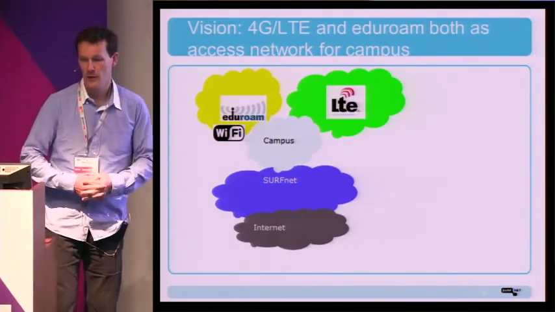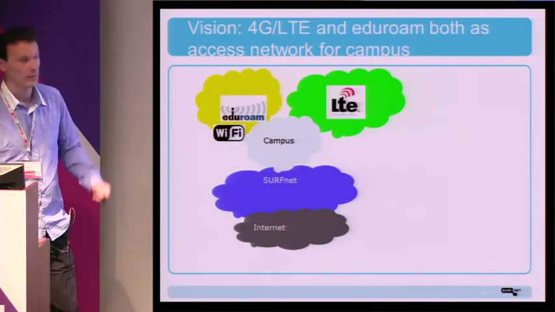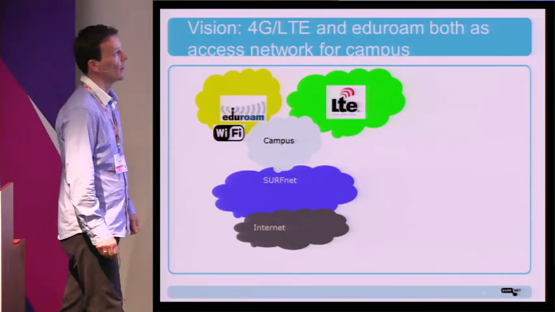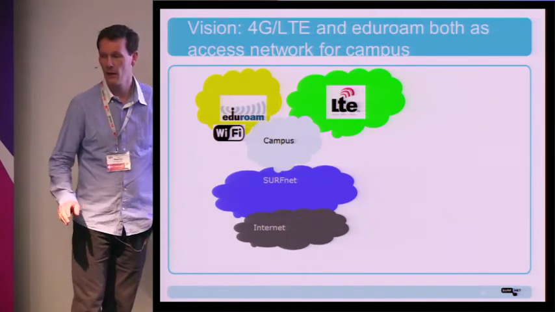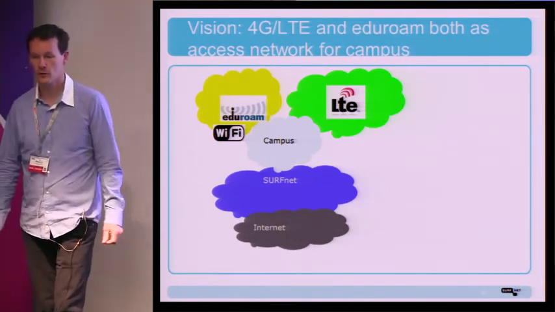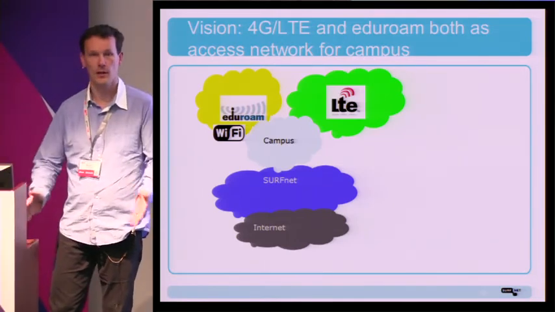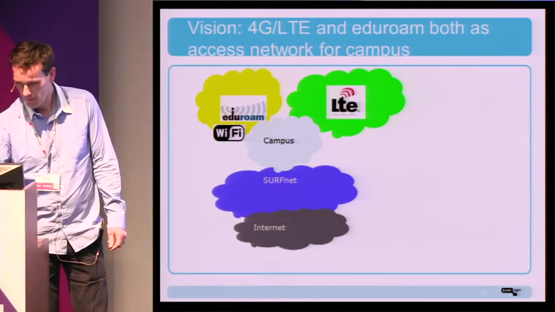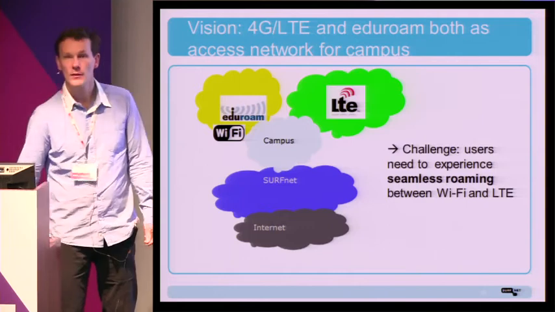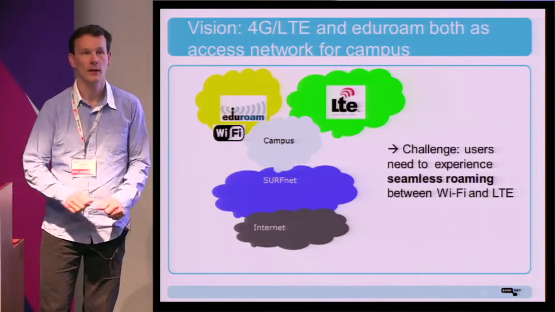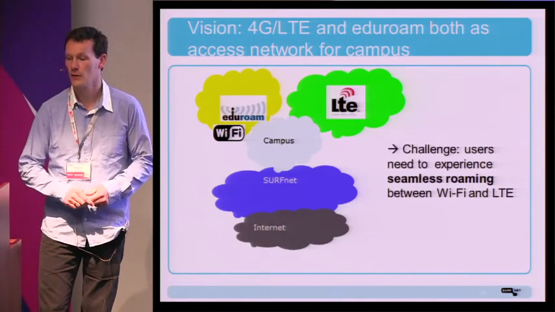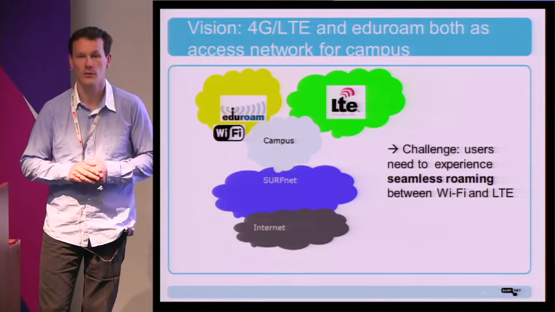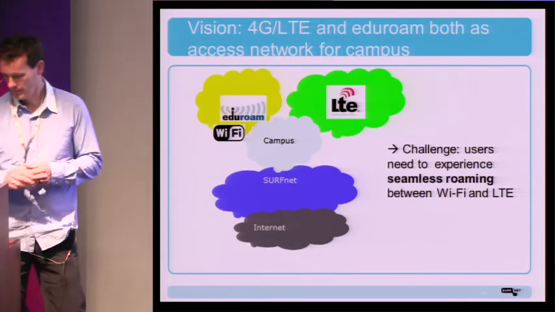And that brings us down to this simple view: a campus network using Wi-Fi and LTE as an access network, and then through the SurfNet network connected to the internet. And the challenge is, not only technical-wise, but also financially-wise, that seamless roaming should be possible.